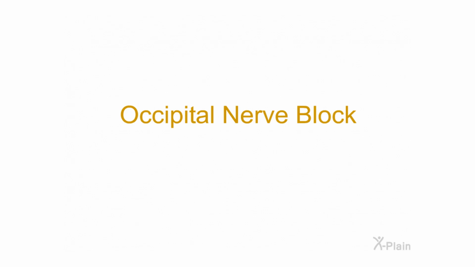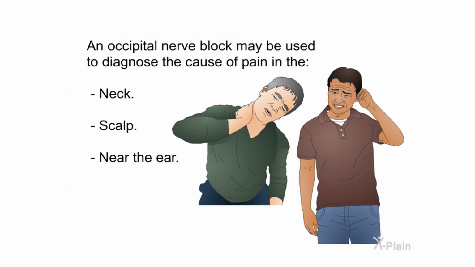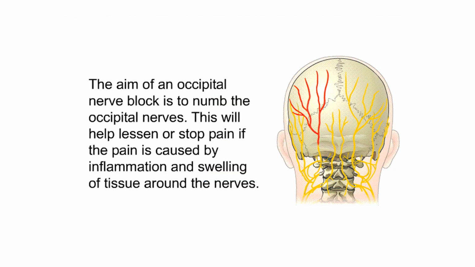Occipital nerve block. An occipital nerve block is an injection of numbing medication around the occipital nerves. It is called a block because it numbs the nerve and blocks its sensations. An occipital nerve block may be used to diagnose the cause of pain in the neck, scalp, near the ear. The aim of an occipital nerve block is to numb the occipital nerves. This will help lessen or stop pain if the pain is caused by inflammation and swelling of tissue around the nerves.